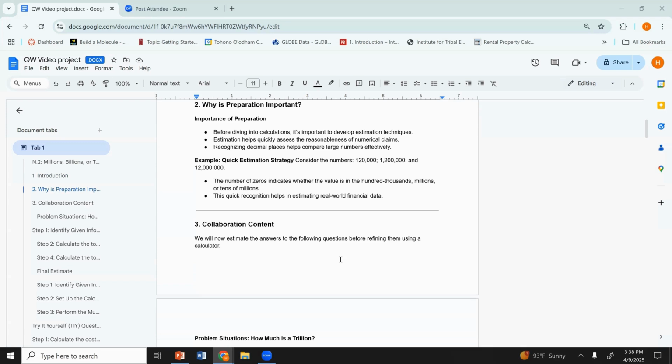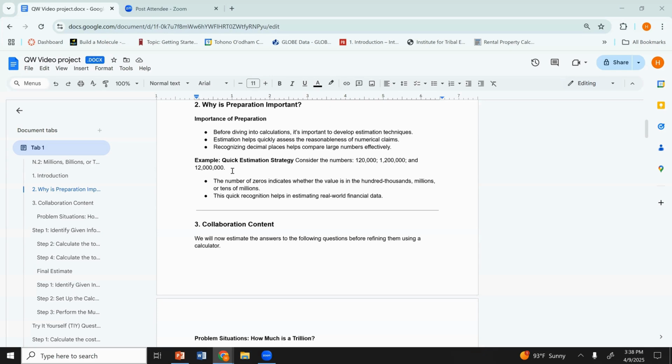So here's an example of some large numbers, and we can quickly apply estimation strategies. So consider this number. This is 120,000. You add a 0 to that, you have 1.2 million. You add another 0 to that, you have 12 million. So just by putting an extra 0, the scale of the number changes significantly.